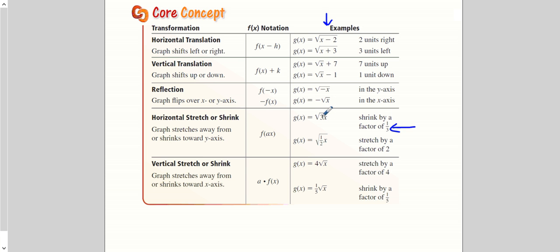It's inside, it's ×3, but it's a shrink, a horizontal shrink. It says horizontal way over here. Horizontal shrink by a factor of 1/3. If it has a fraction inside, it's a horizontal stretch by a factor of 2. If we're multiplying on the outside, this is a vertical stretch by a factor of 4. And this one is less than 1, so it's a vertical shrink by a factor of 1/5. You have to know your transformations.